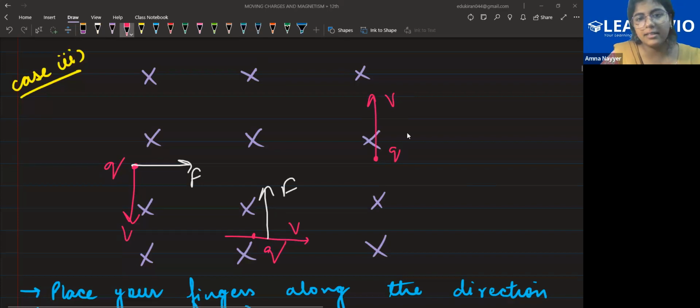Can someone answer? Yes, Mariam, can you try? Take your right hand. Tell me. Towards the right. Take your right hand. Direction towards the velocity. Magnetic field is towards the inside. Towards the left. Yeah. Okay. So this is towards the left.